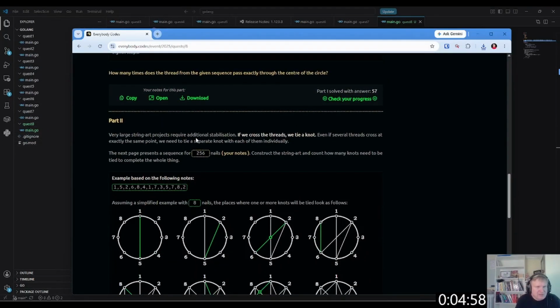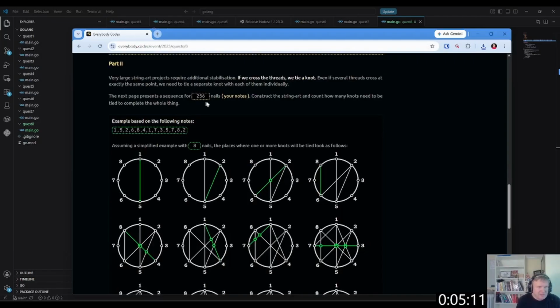Very large string art projects require additional stabilization across the threads. We tie a knot. Even if several threads cross at exactly the same point, we tie a separate knot with each of them individually. 256. Construct a string art. How many knots would be needed to complete the whole thing?